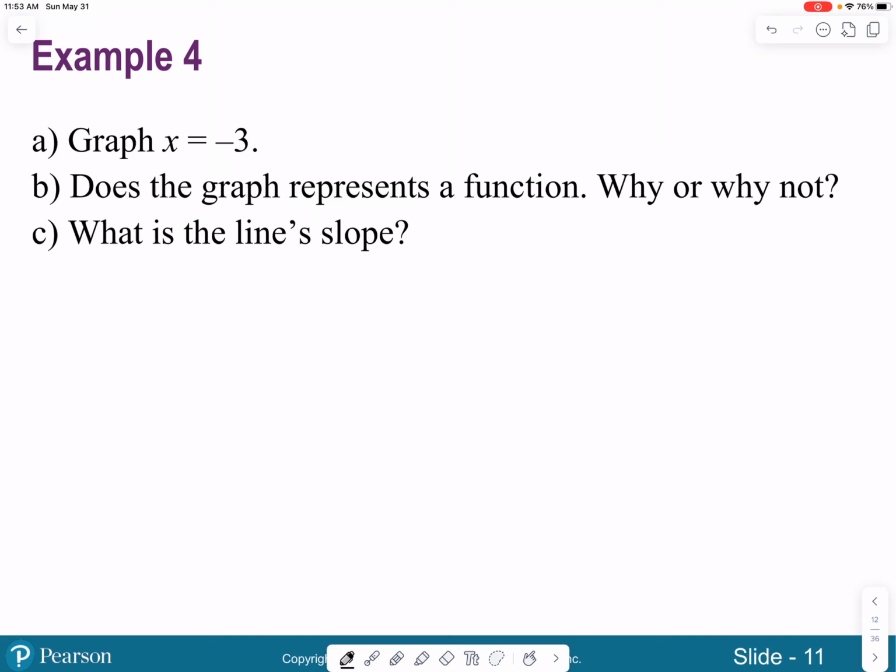Does the graph represent a function? We will say no. A vertical line through x equals -3 is an example of a graph that fails the vertical line test, because we can draw a vertical line and it'll touch our graph more than once. So that means that it's not a function. In other words, we have one x value that corresponds to more than one y value. So it's not a function. The slope of a vertical line is going to be undefined.